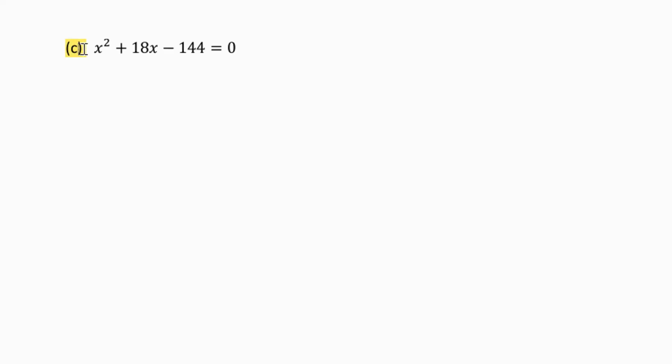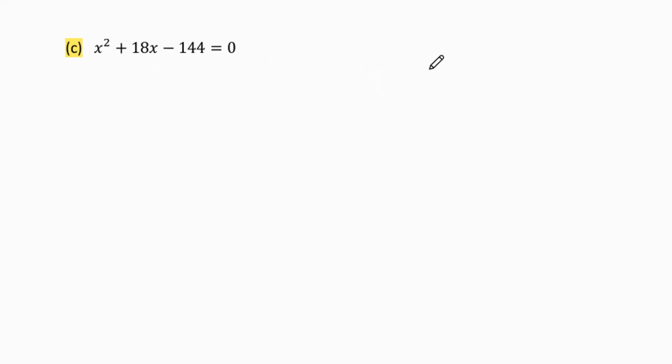Let's look at this equation here. We have x squared plus 18x minus 144 equal to 0. And we need to solve for x. We start by looking at the constant term. In other words, the term without an x in it. In this case, it's negative 144. We're going to ignore this minus for now. We want factors of 144 that will give us positive 18 when we add or subtract them.